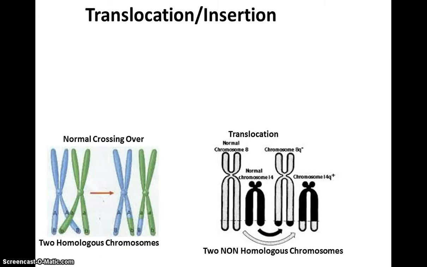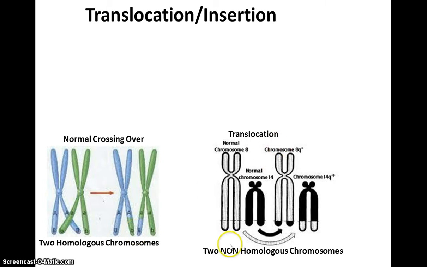Alright, our next type here is translocation or insertion. And we can look at this first in pictures, then in words. So during crossing over, normally you have 2 homologous chromosomes, and as a reminder, they're homologous because they're similar in usually size, and they also will contain similar genes, which we call alleles. In a normal crossing over situation, that's going to be what is exchanging the portion of the chromosome.